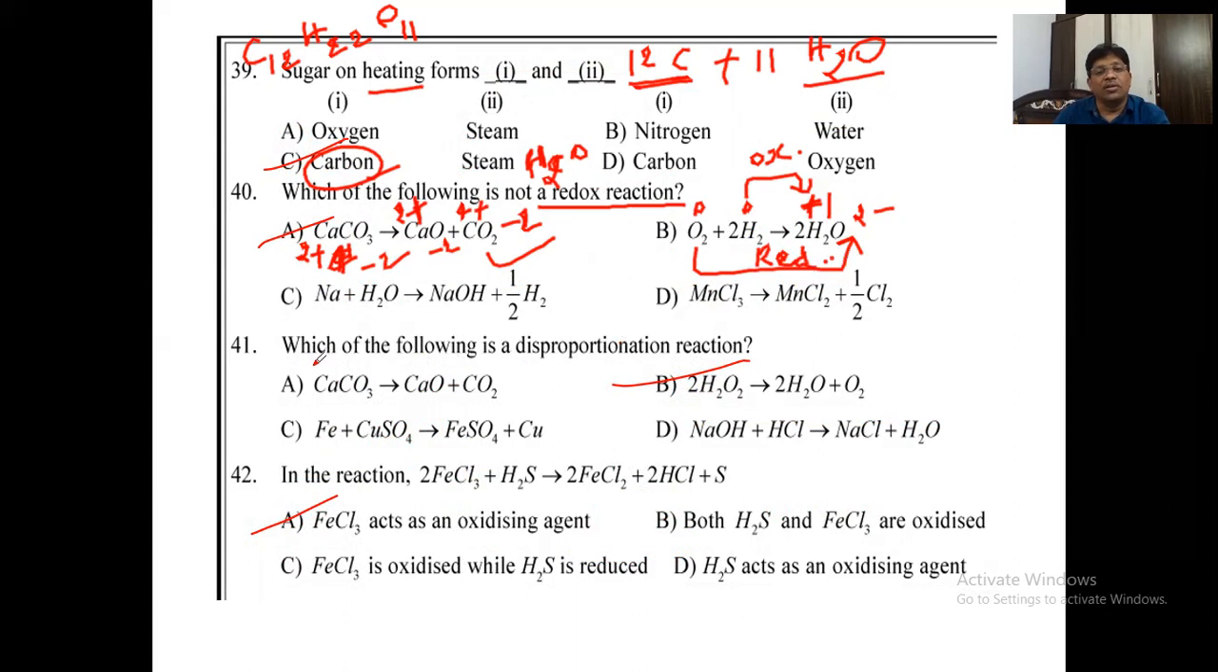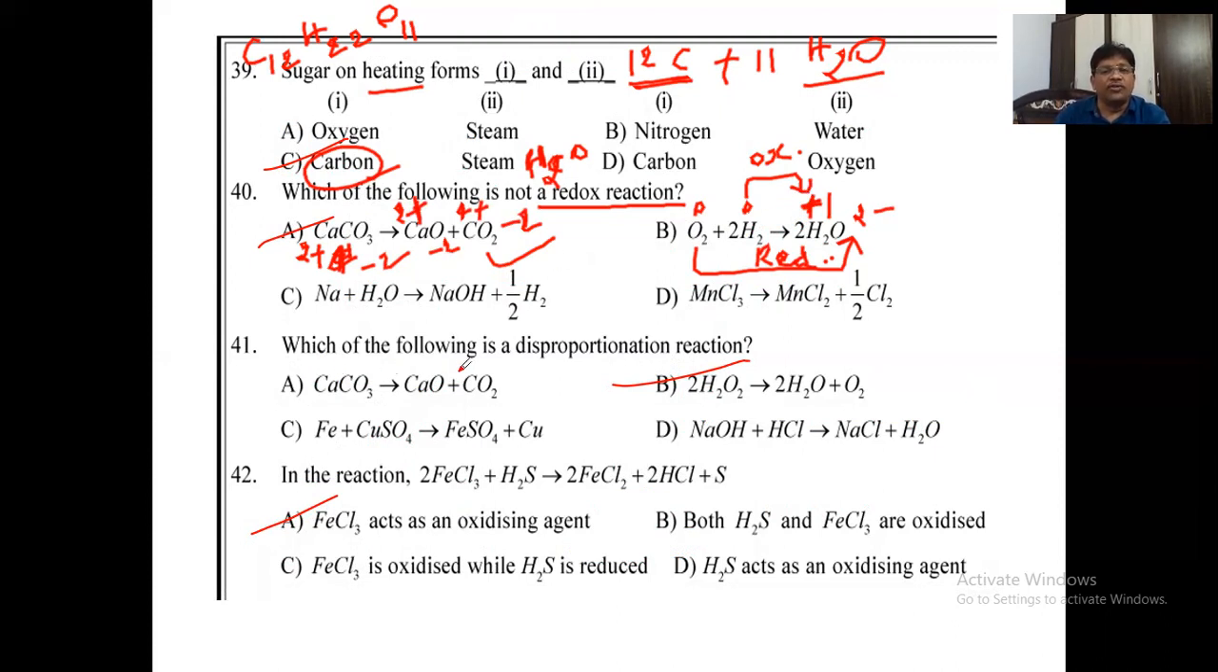Next. So like this, these are all redox reactions. If one element undergoes reduction and the other element undergoes oxidation, it is called a redox reaction. That means the reactions in which both oxidation and reduction take place simultaneously.